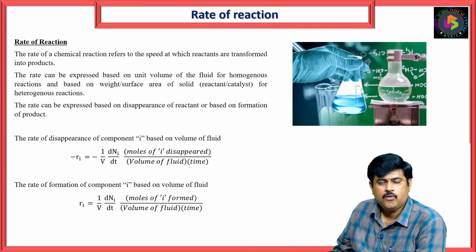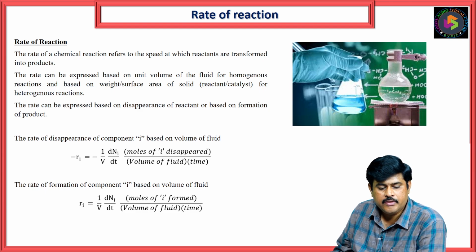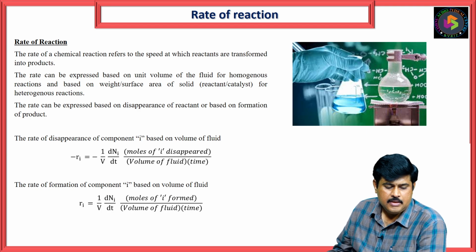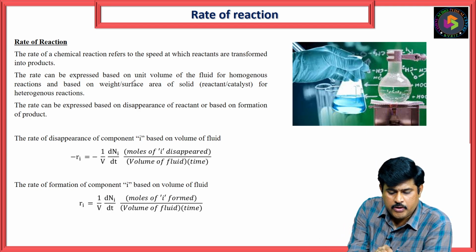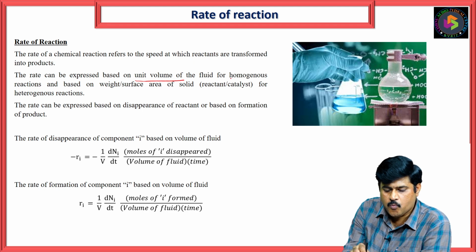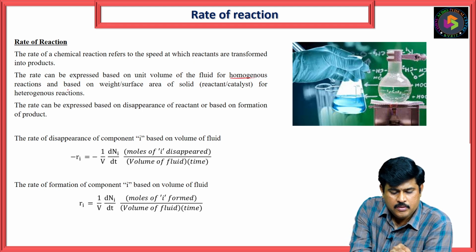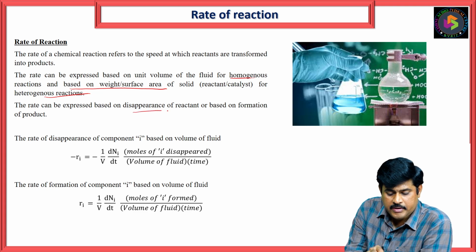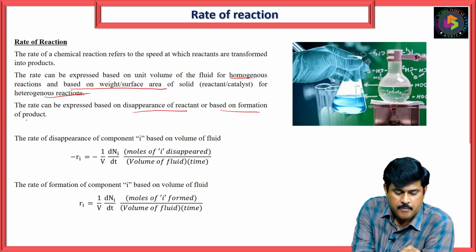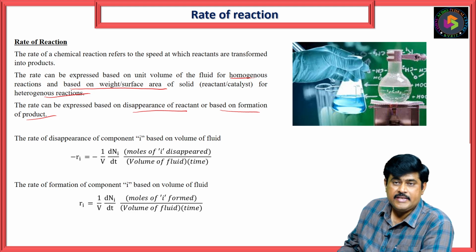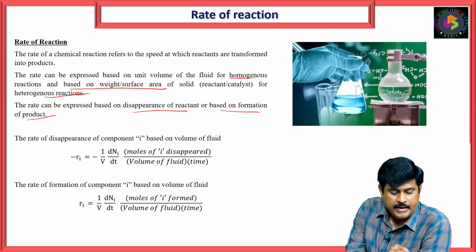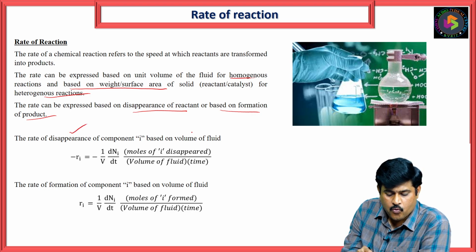The next topic is rate of reaction. The rate of reaction refers to the speed at which the reactants are transformed into products. The rate can be expressed based on the unit volume of fluid for homogeneous reactions, and based on the weight or surface area of the solid for heterogeneous reactions. Similarly, the rate can be expressed based on the disappearance of the reactant or based on the formation of the product. Take, for example, the rate of disappearance of component i based on the volume of the fluid.